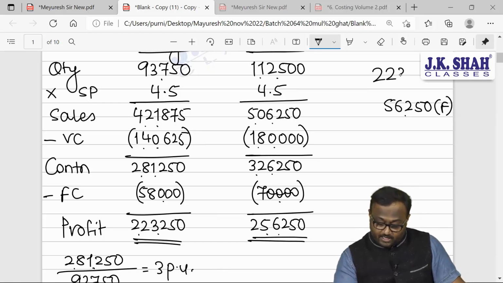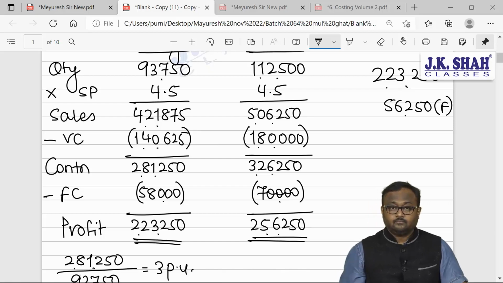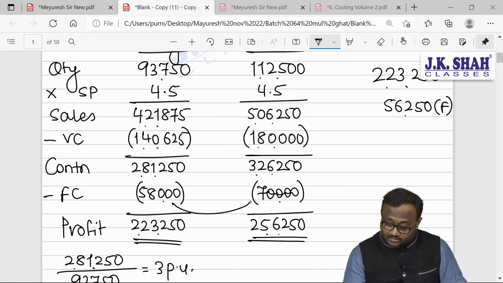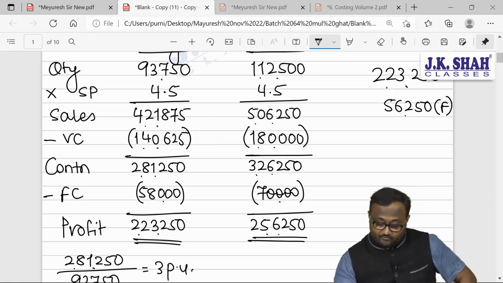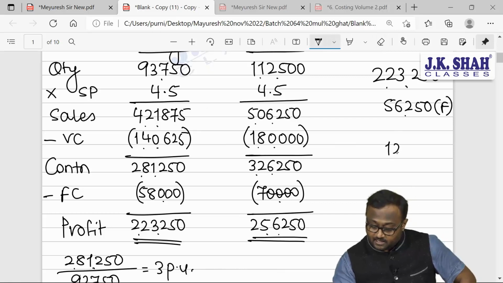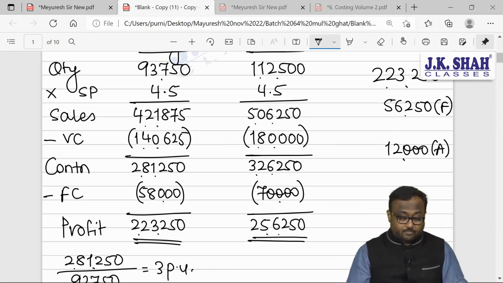So 223,250 is my budgeted profit. My first reason is margin volume variance. My second reason is fixed overhead variance. I can clearly see that 12,000 adverse cost has gone up. It's that simple, guys.